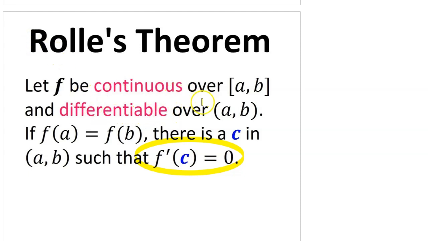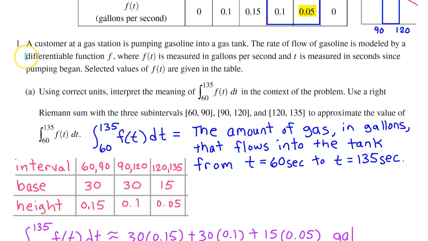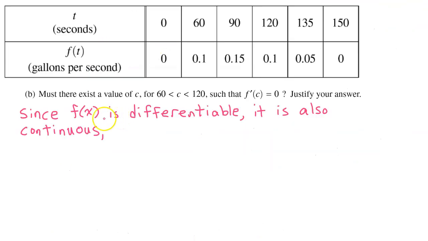For Rolle's theorem to apply, f must be continuous and differentiable from a to b. In the setup of the problem, we were told that function f is differentiable. But what about continuous? Well, if a function is differentiable, it is automatically continuous, but we must state this at the beginning of our answer. We must begin by saying since f of x is differentiable, it is also continuous. Kabam! The first precondition has been met.